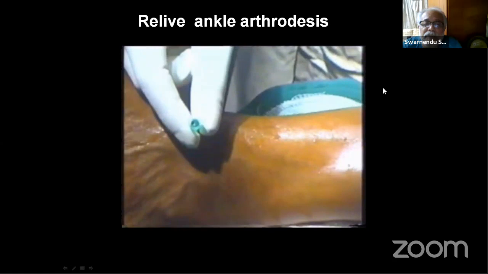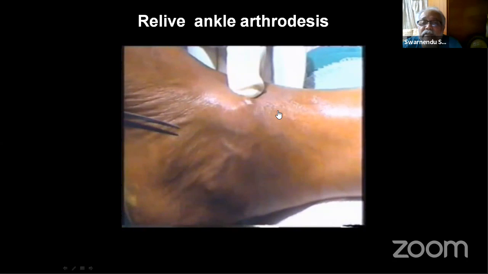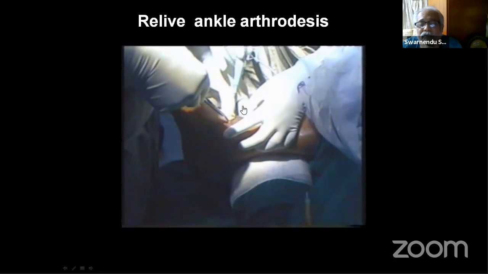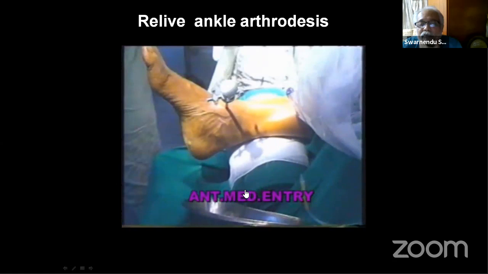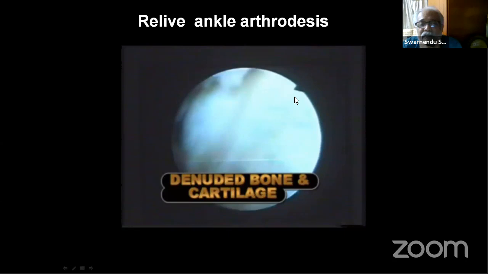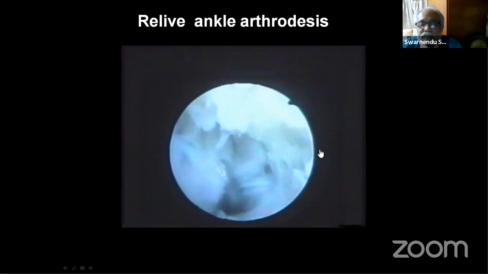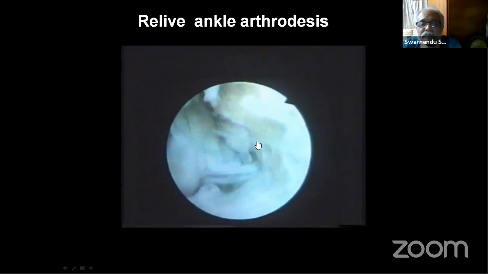So somebody was asking how to go with the ankle. It is always nick and spread. It is a very small nick because you don't want to injure the small nerves around. So this is the anteromedial entry portal. Then when I go inside, you can see that a lot of cartilage is floating inside. So this is an absolutely destroyed joint. You see, it is completely destroyed.